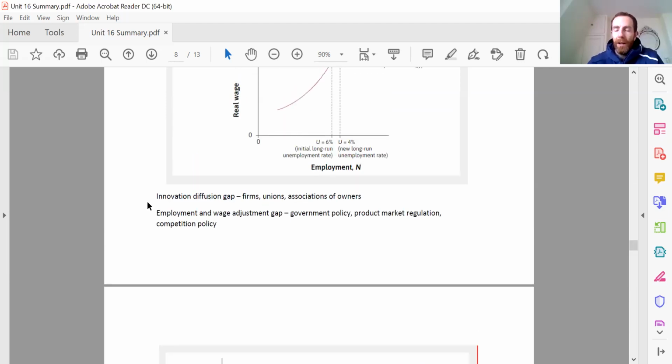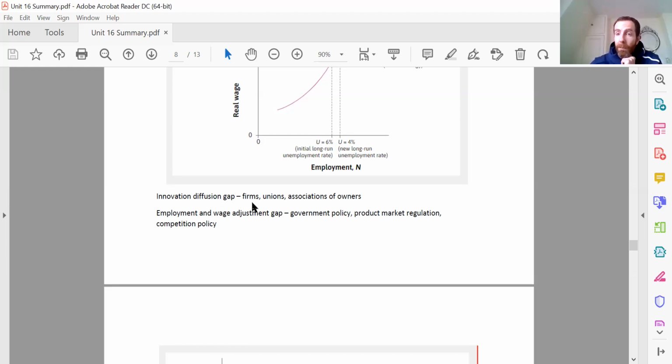So how quickly will we see the introduction of these new technologies and getting to this new long run equilibrium with lower unemployment? It's going to depend on a few things. One is what's called the innovation diffusion gap. So how quickly new technologies spread between firms. And the faster, the better. If more firms get the new technology, then we would see new firms entering really quickly.